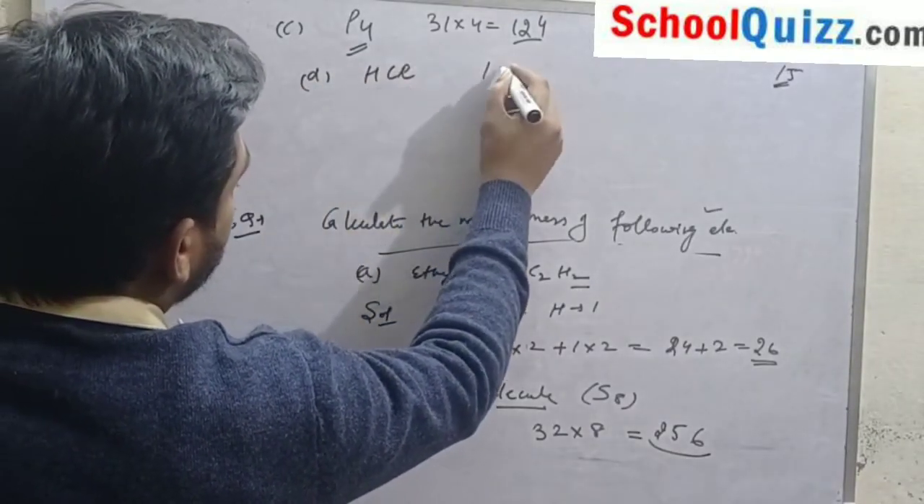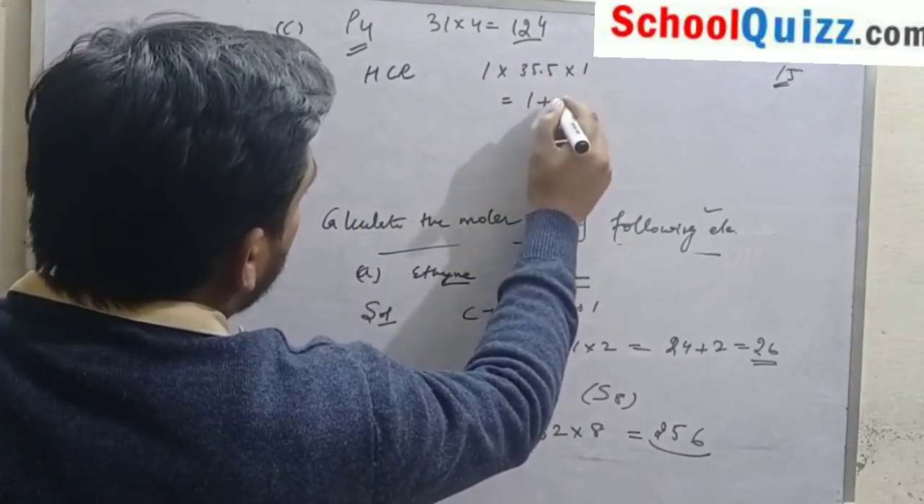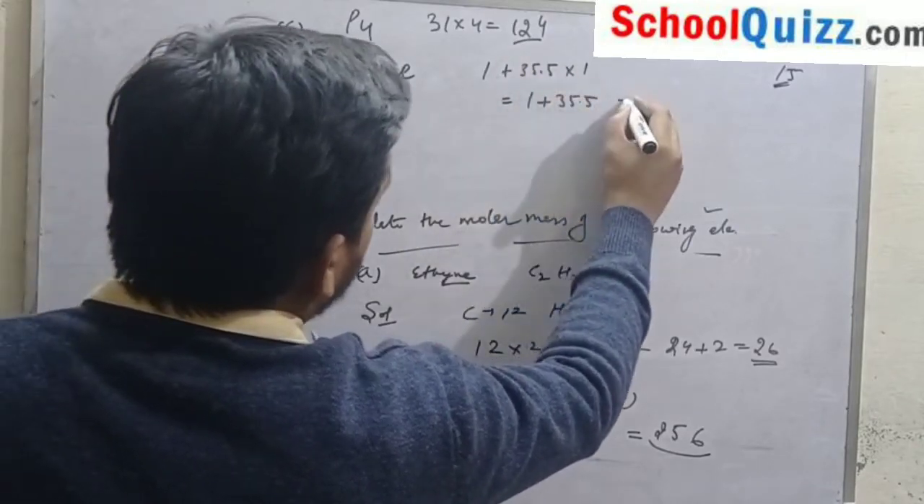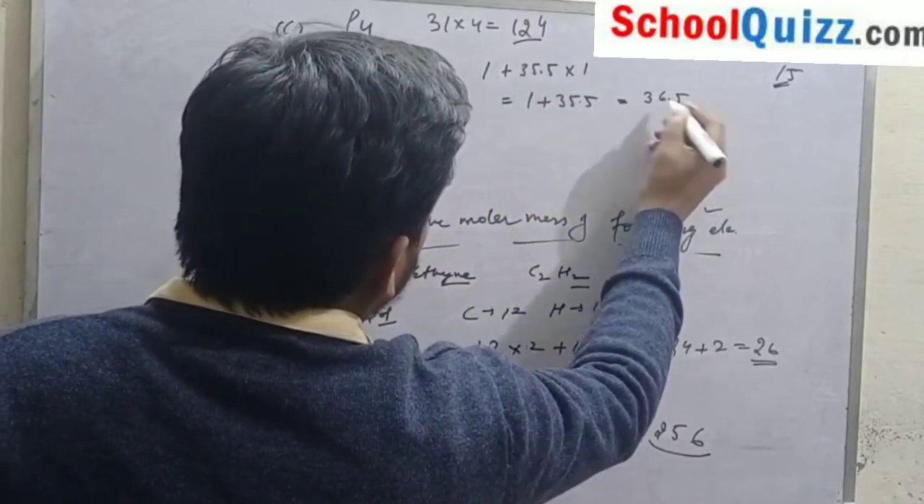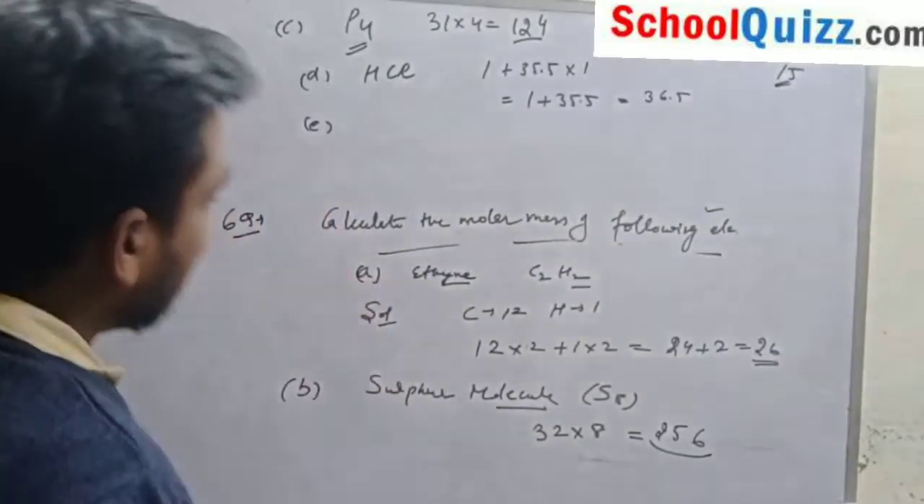Now the fourth one is hydrogen chloride, that is HCl. So hydrogen is 1 and chlorine is 35.5 into 1, that is 1 plus 35.5, that is 36.5. Fifth one is our nitric acid.